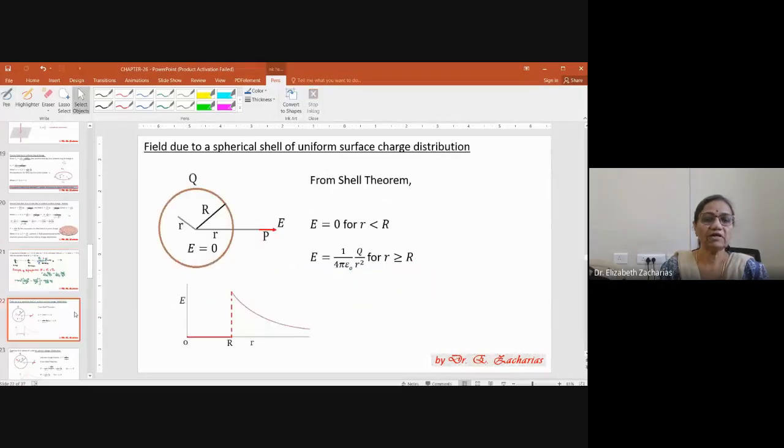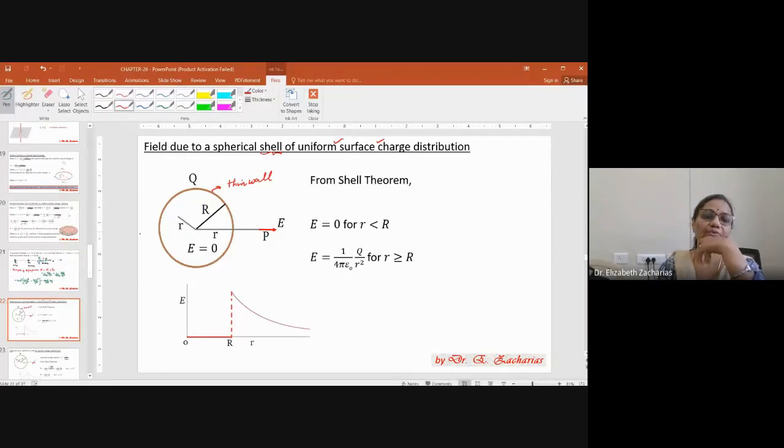Okay, now from here, let us come back to continuous charge distribution. Now we are going to talk about another charge distribution. This is a spherical charge distribution, and we are talking about a spherical shell. A spherical shell is an object which has a thin wall, empty inside, radius capital R, and a uniform surface charge distribution.